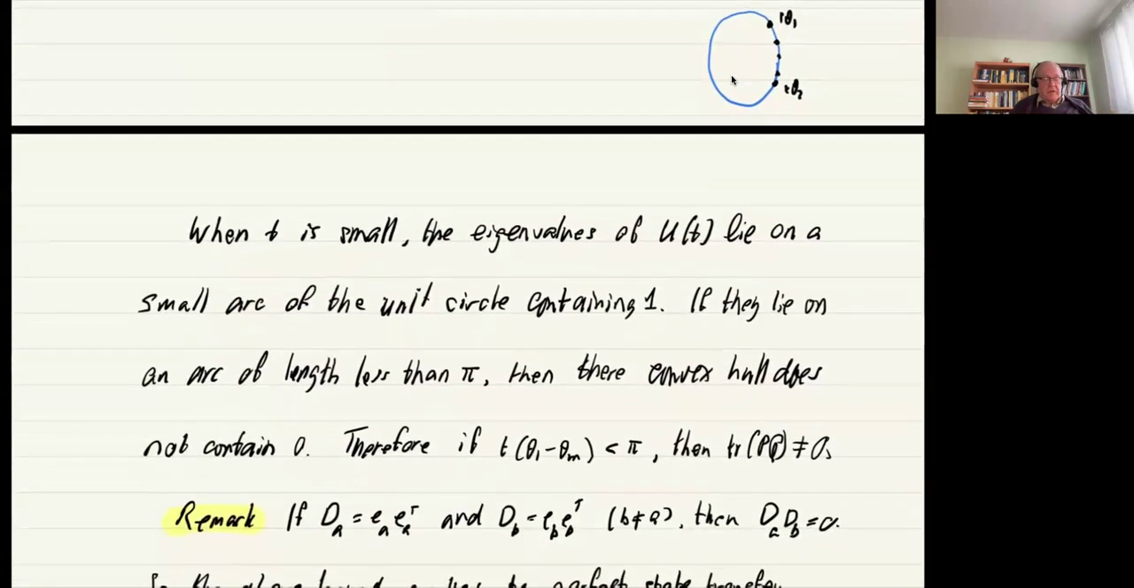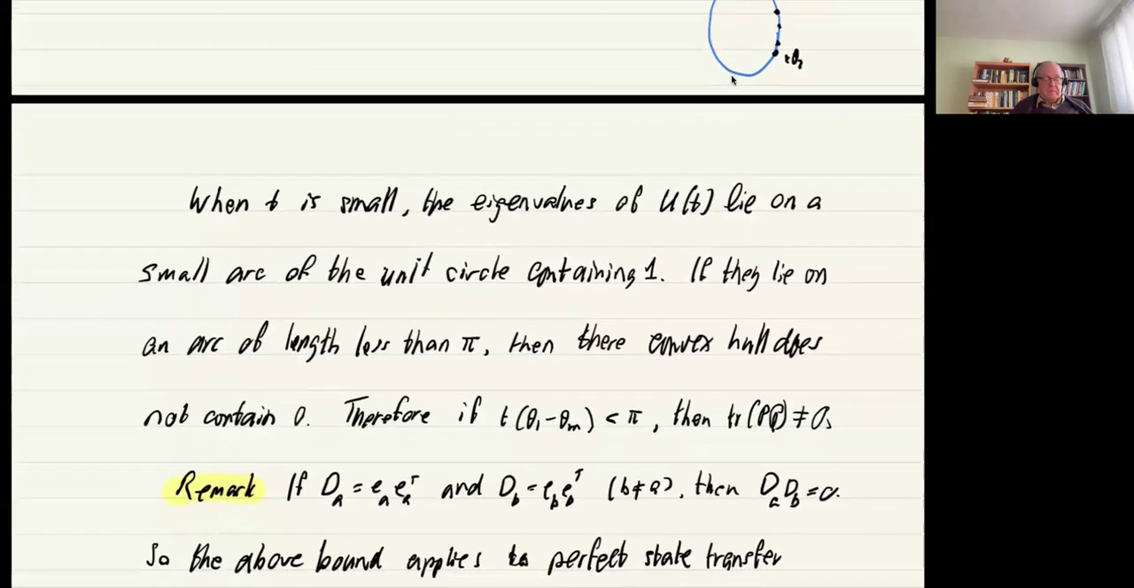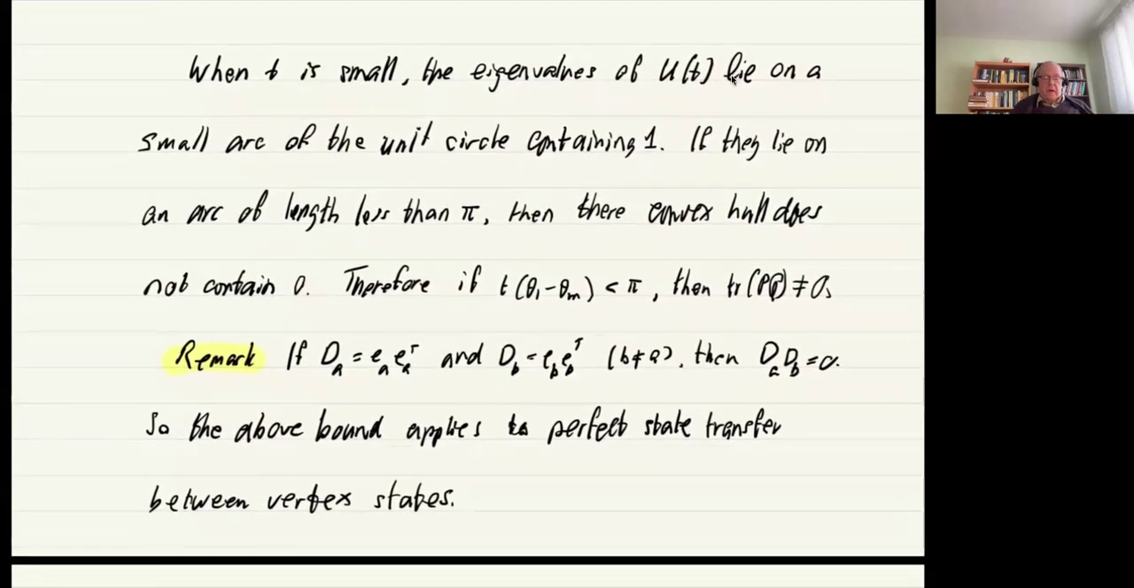Okay, and so the conclusion then is that if this is less than pi, so that these points all lie on an arc of length less than pi, then the trace of PQ is not 0. Okay, and so that's the end of the proof.